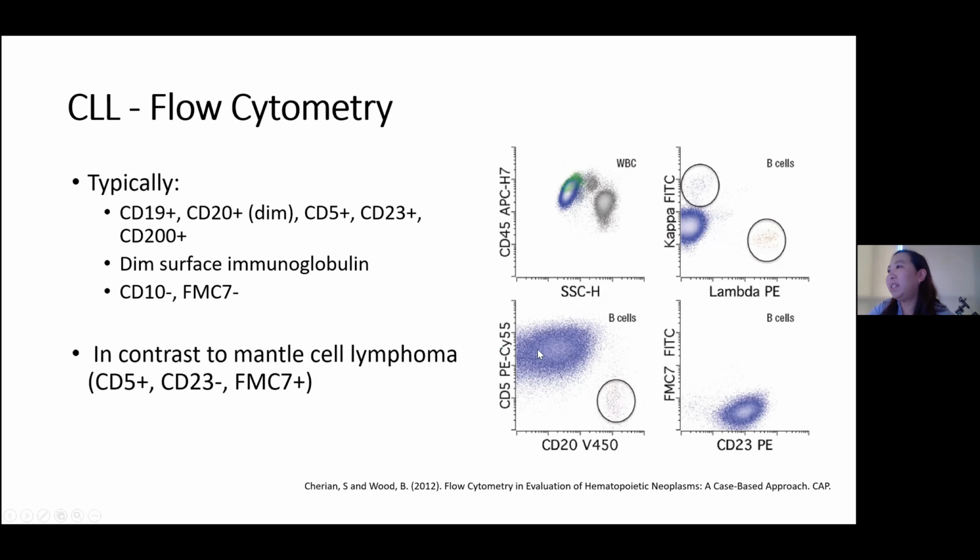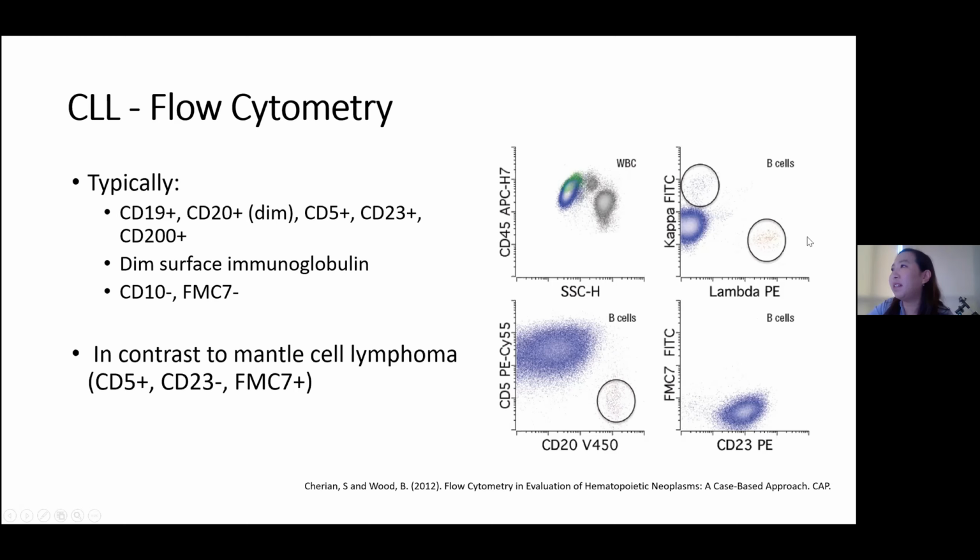This blue population of cells, they express dimmer CD20 than your mature B cells that are highlighted in the black circle. Okay, and it's co-expressing CD5. And also note the light chain expression in CLL. It's actually dimmer than your mature B cells.